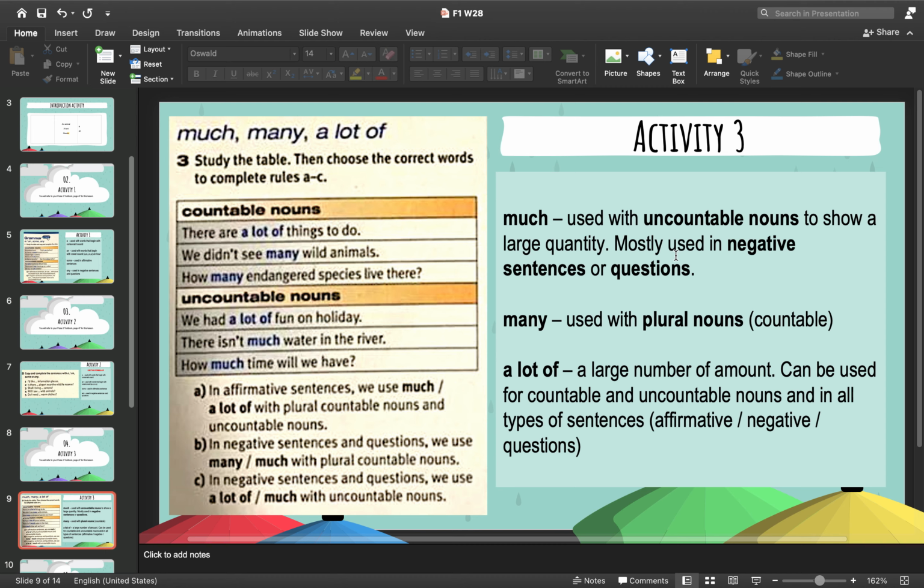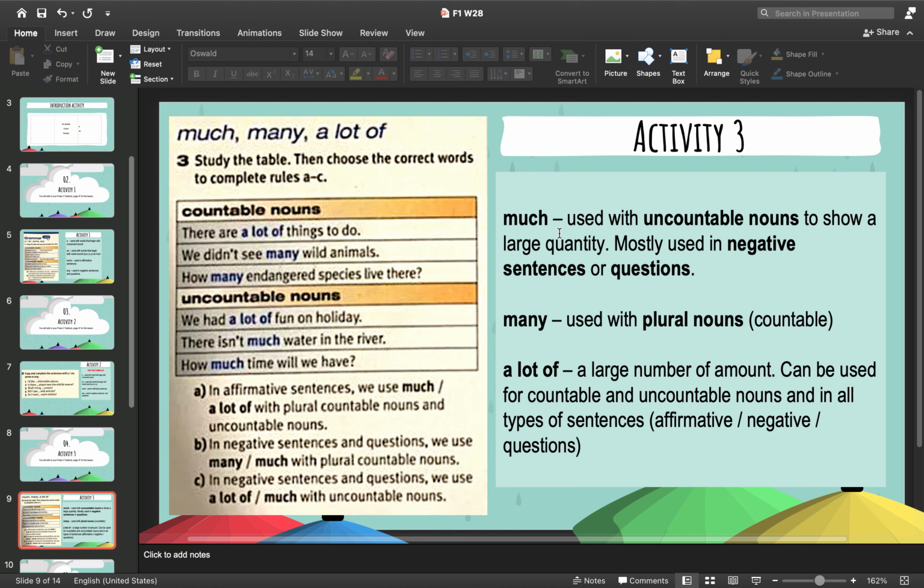Uncountable nouns, nouns yang kita tak boleh kira untuk tunjukkan jumlah yang banyak, much. Tapi dia kebanyakannya digunakan dalam ayat negatif ataupun soalan. Okay, negative sentences or questions. Okay, let's have a look at the example. There isn't much water in the river. How much time will we have?